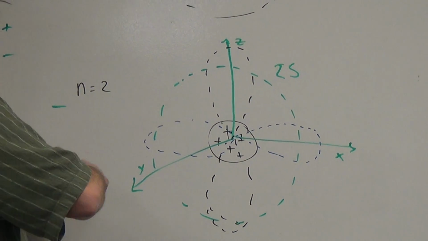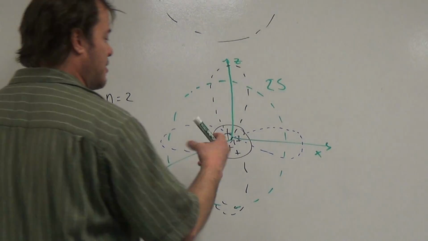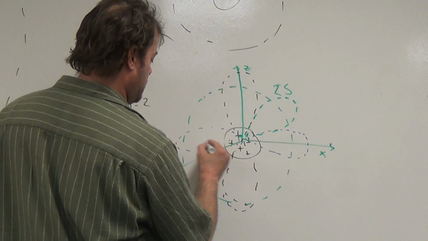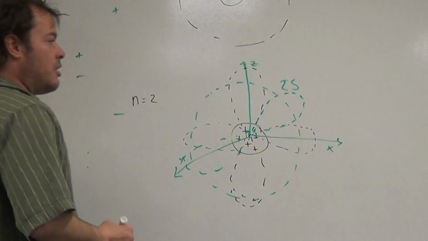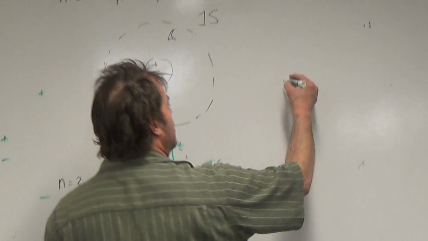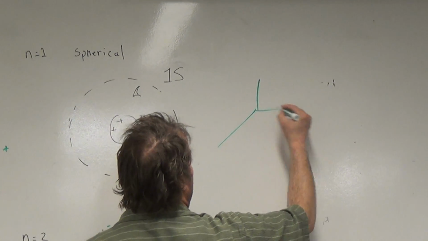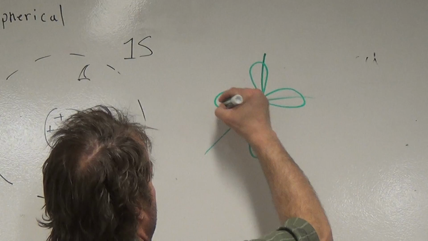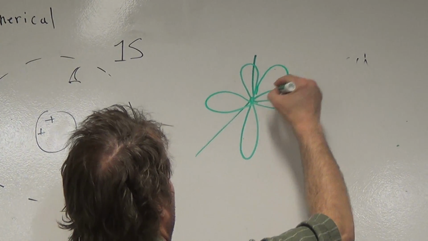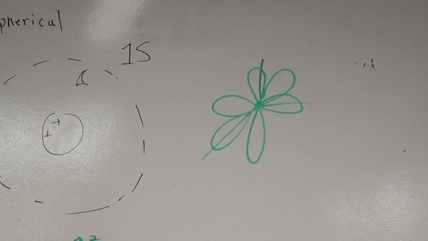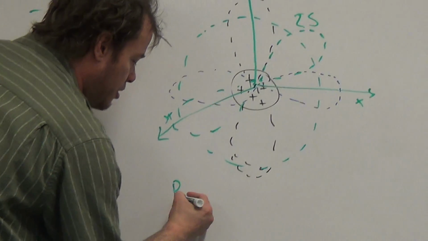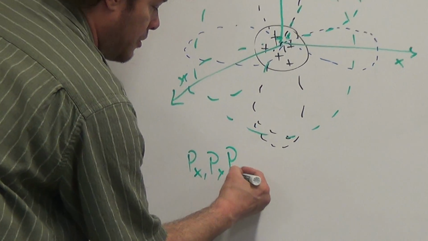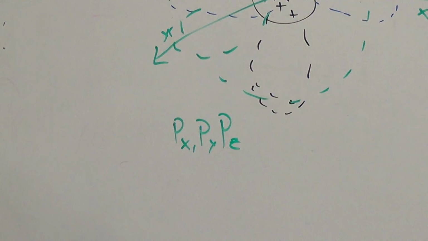Around, as it lies along each of these axes. And these are called p orbitals. So redrawing this real quick. Got one orbital here on the z, one orbital on the x, and one orbital on the y, and they're called the px, py, and pz orbitals.